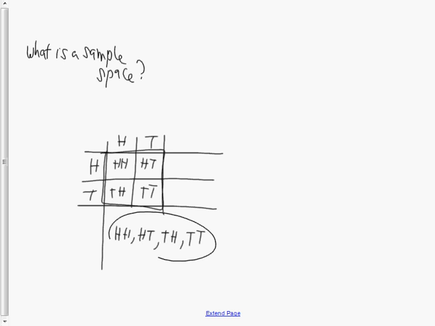So technically, this is your sample space, but when you have two independent events like flipping a coin and flipping another coin, the sample space is really created in the middle of it. So a sample space is just a way to organize all of your possible outcomes.